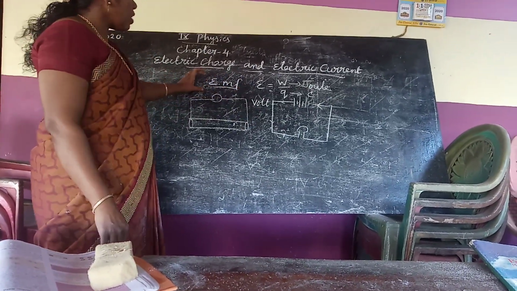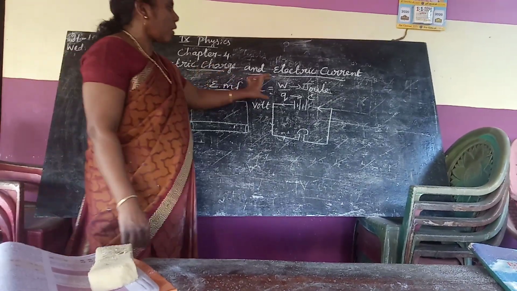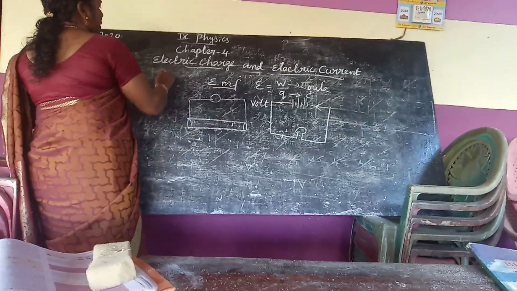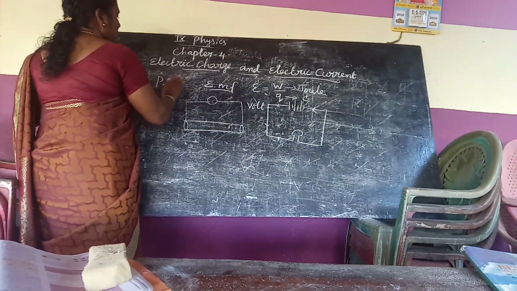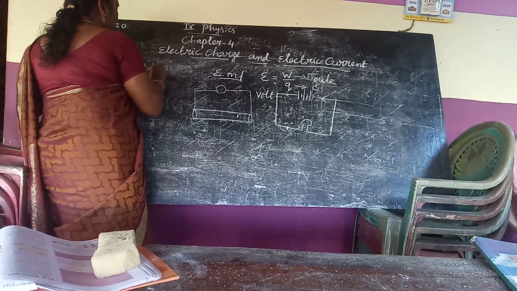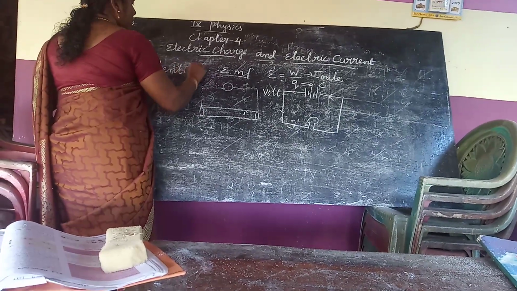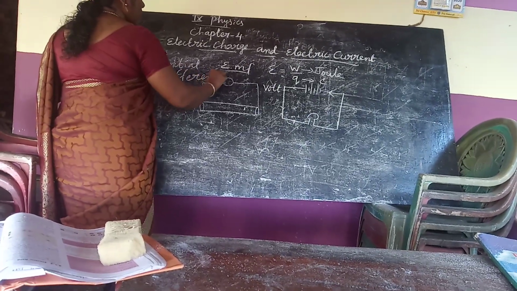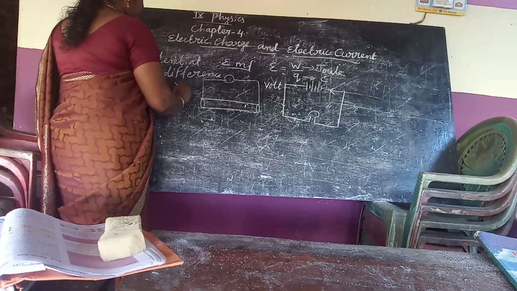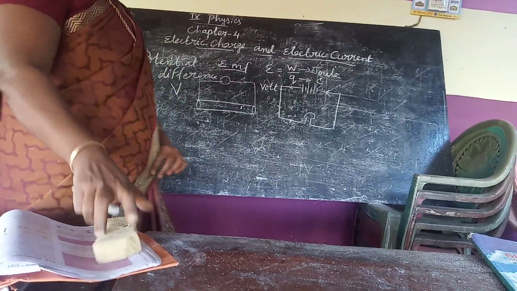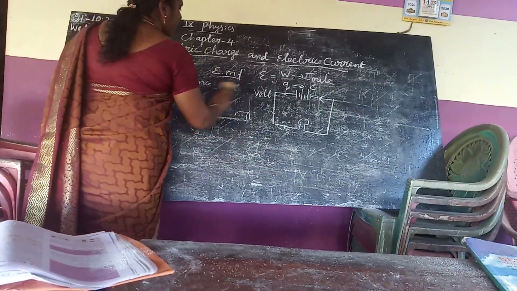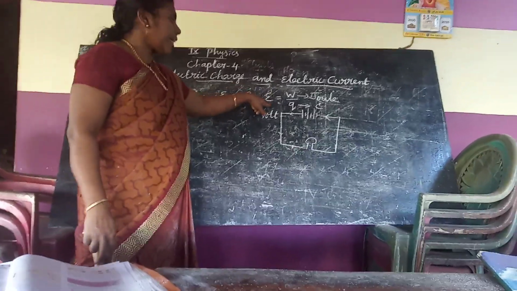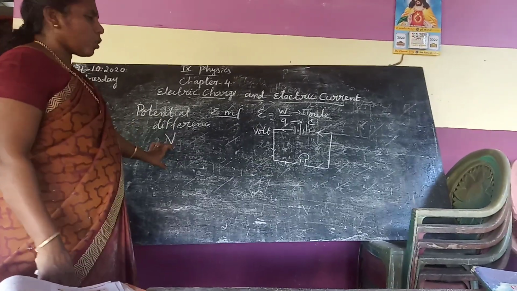Okay, so these are about the electromotive force. You have learned this formula. Next we are going to learn about potential difference. See, I am writing here potential difference. Potential difference is denoted by the letter V. Electromotive force is denoted by the letter E, and the potential difference is denoted by the letter V.